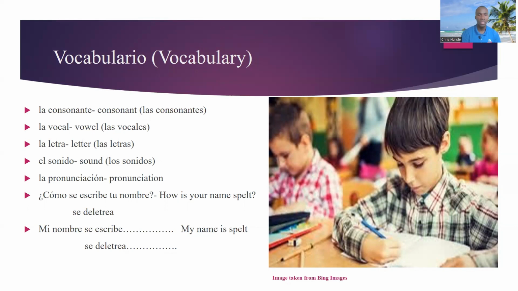La pronunciación, pronunciation. If you want to ask someone how to spell their name, you could ask them, ¿Cómo se escribe tu nombre? Or ¿Cómo se deletrea tu nombre? That's asking them how is your name spelled. And you would respond by saying, Mi nombre se escribe or se deletrea, and then you start to spell. Nombre will be first name.